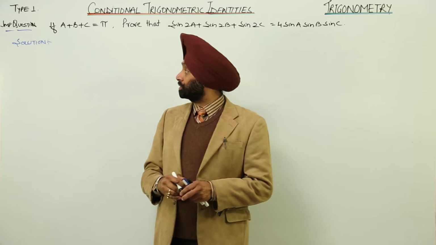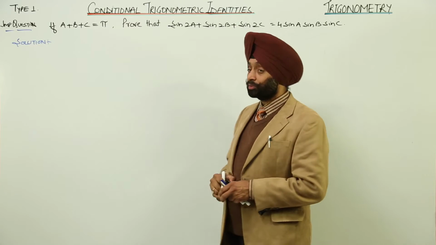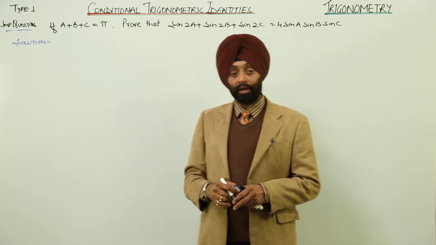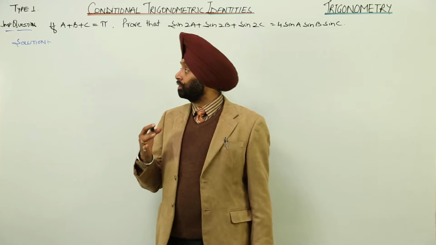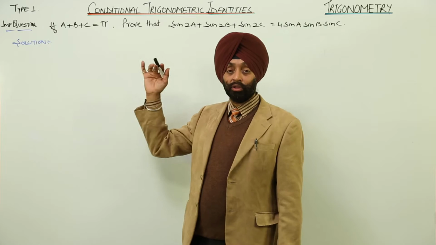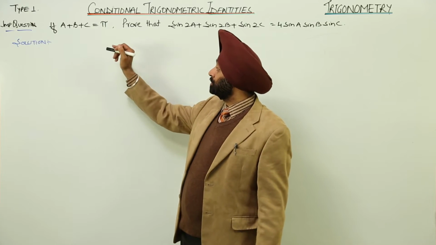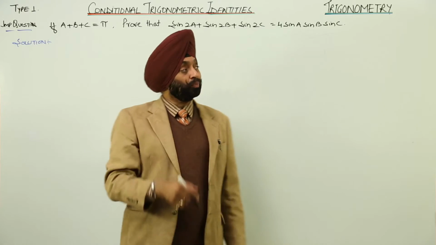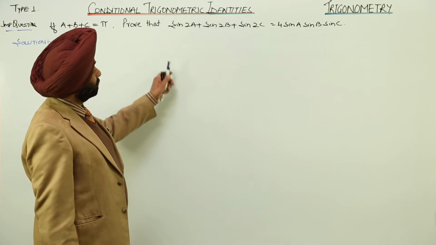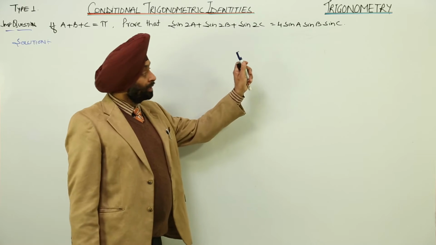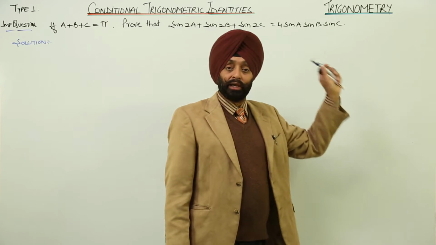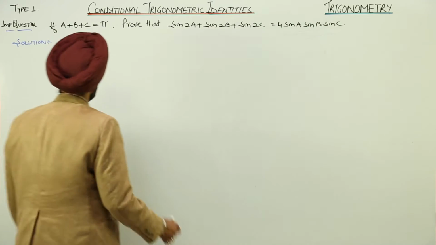Now first question is, if A plus B plus C is equal to pi, means 180 degree. Here the condition is given that the sum of the angles of a triangle is 180 degree. So if A plus B plus C is equal to pi, then what we have to prove? We have to prove sin 2A plus sin 2B plus sin 2C is equal to 4 sin A sin B sin C.